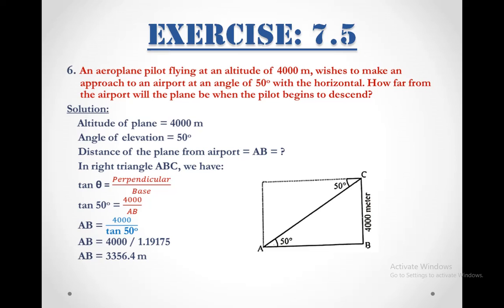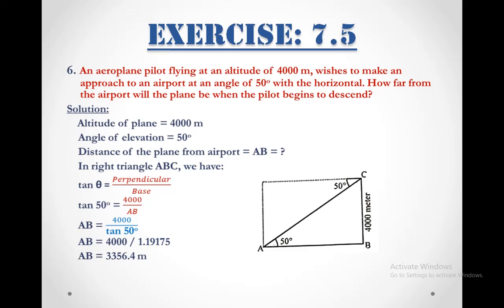As we know the topic of alternate angles, so we formulate the angle of 50 degree by adding some dotted line segment or a little portion on the left side of point C. Starting our solution, altitude of plane given is equal to 4000 meter, angle of elevation given in the statement, it is equal to 50 degree. We are asked to find out the distance of the plane from the airport, it will be AB, it is to be calculated. Now we have right triangle ABC. Here we apply tan theta, that is equal to perpendicular over base.